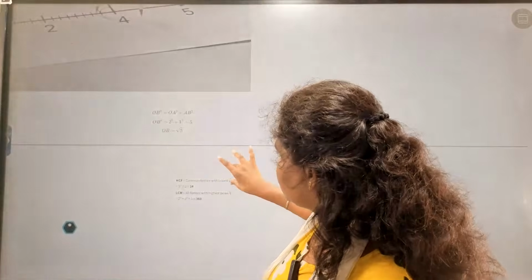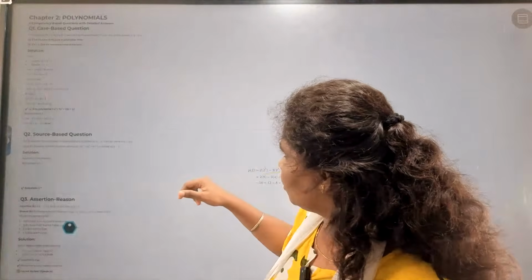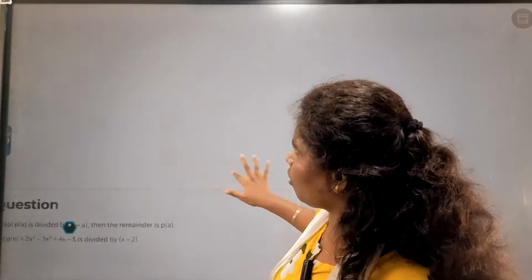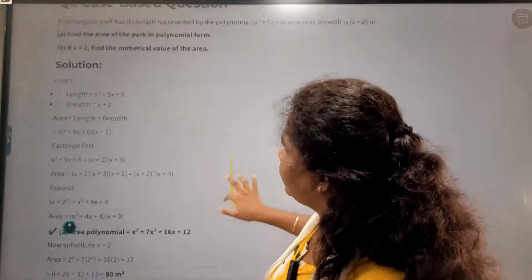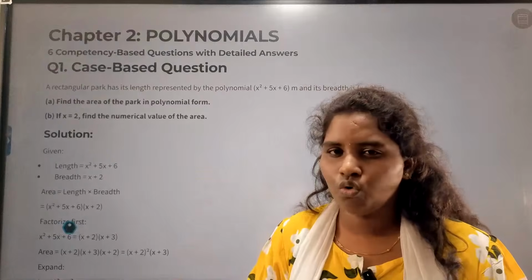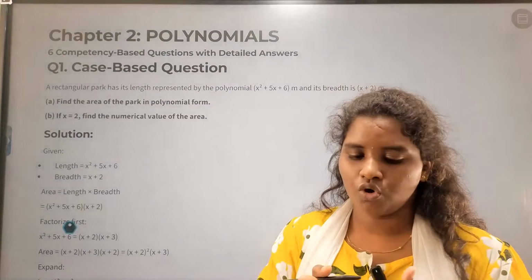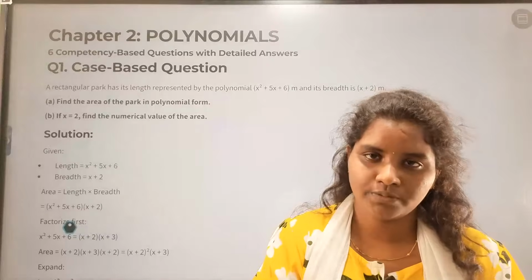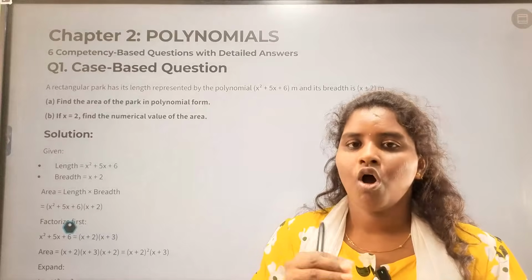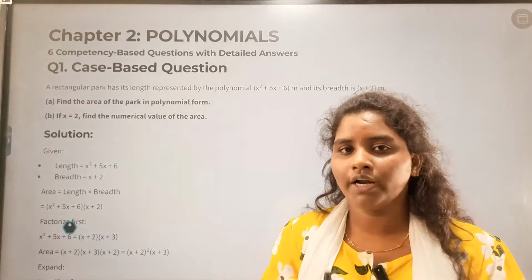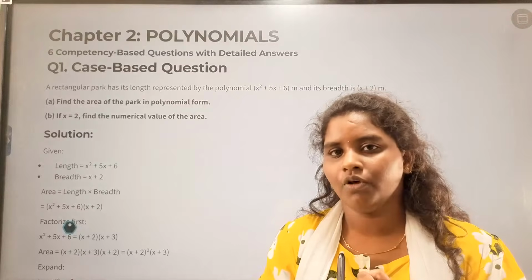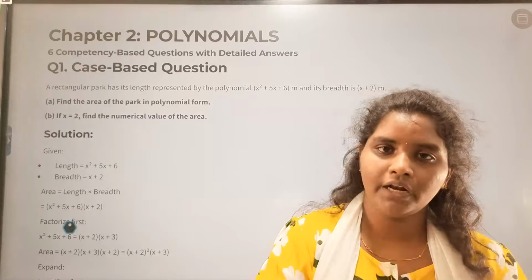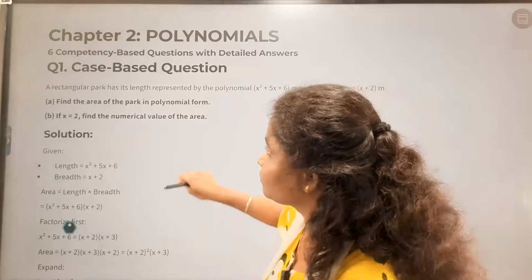So next chapter, polynomial. In polynomial, we have only two formulas, right? The first is factorization, x plus a something, and then the very important theorem, the remainder theorem. So these are all the concepts in the polynomial chapter.